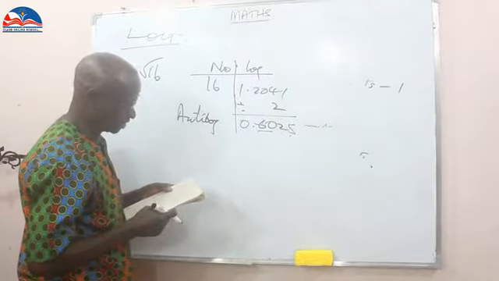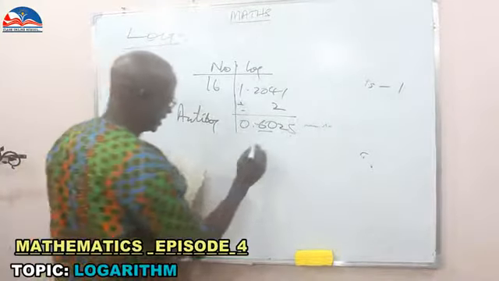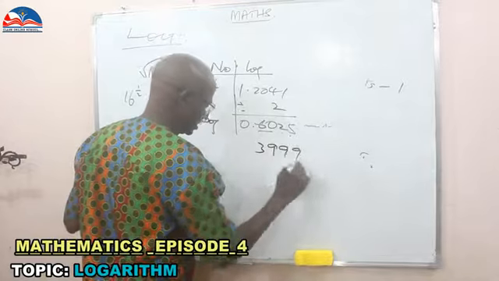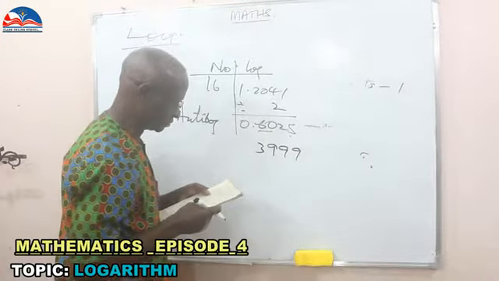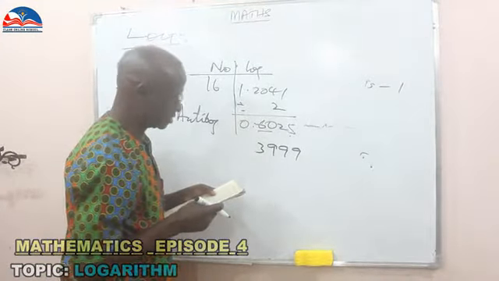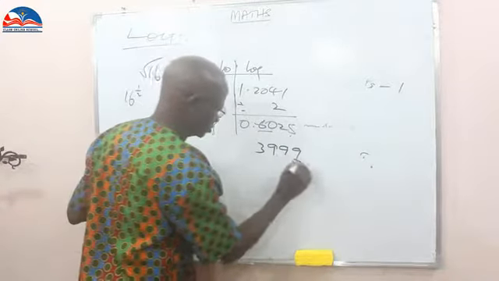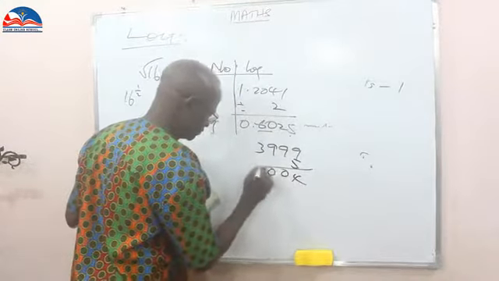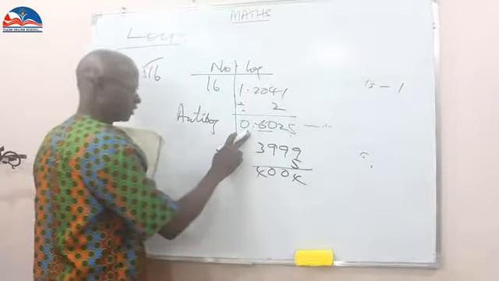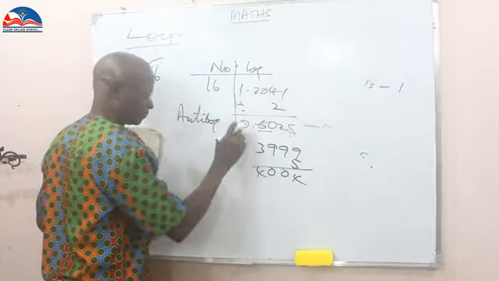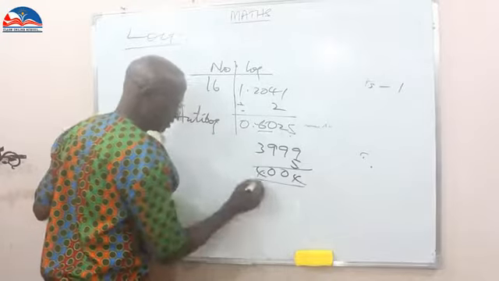60 under 2 gives us 3999. The character here is 1. Anti-log brings in 1, 1 plus 0, 1. Then the answer is 4, that's how it is.